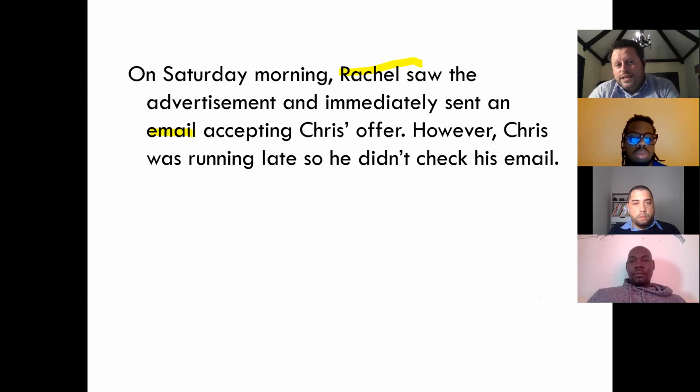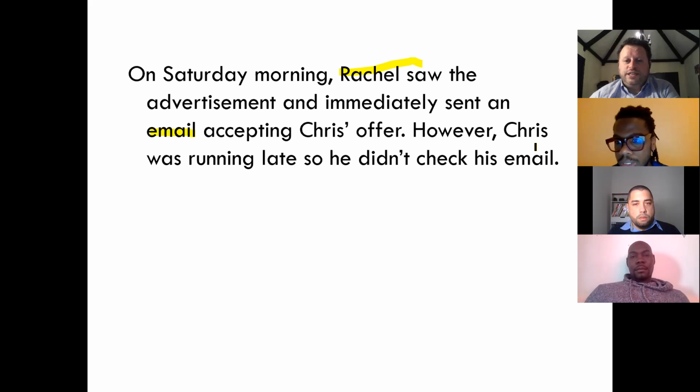The reason is the only way to accept this offer was to bring $100 cash on Saturday. That's it. It doesn't matter how you do it. If you don't do that, you didn't accept it, because that's the mirror rule. So the simple answer is no, they don't have a contract. Does it matter that Chris didn't check his email? No, doesn't matter.